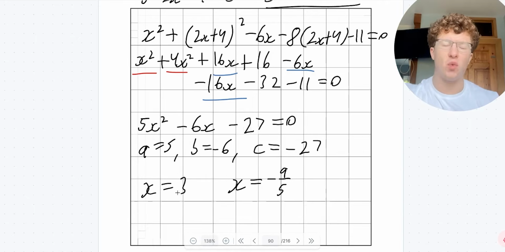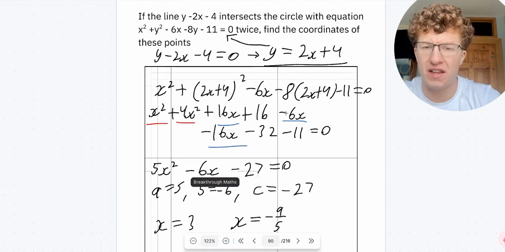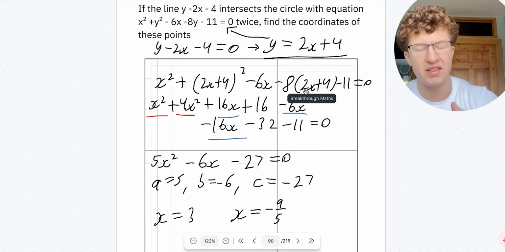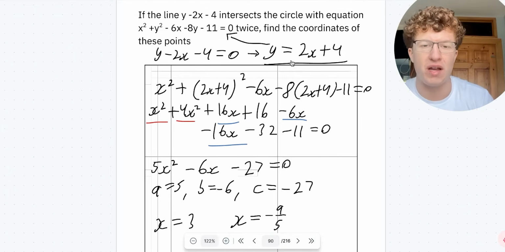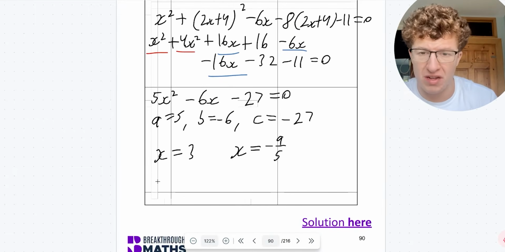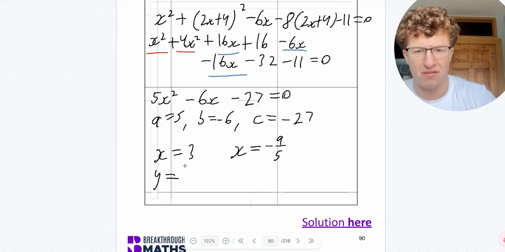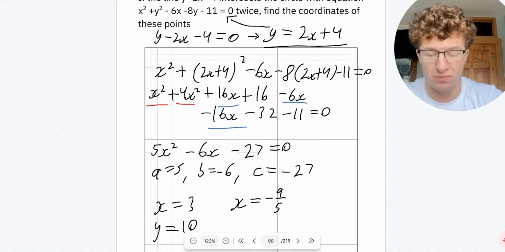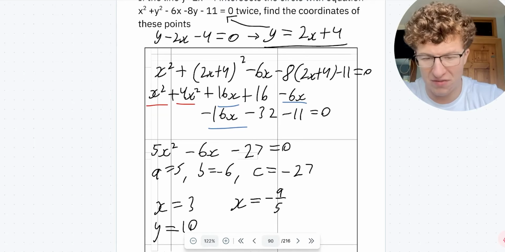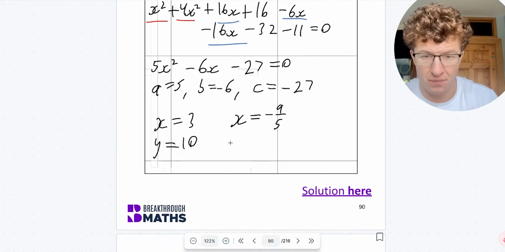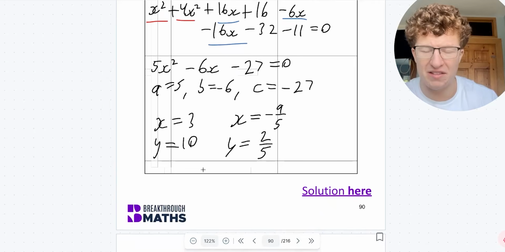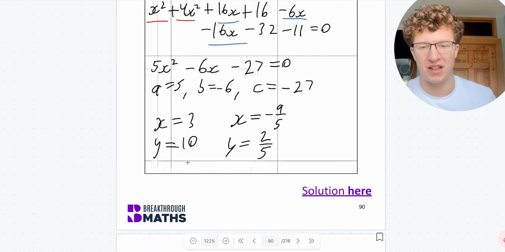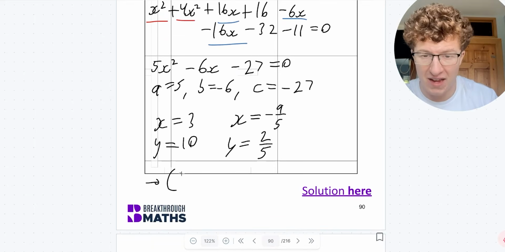And now, to get the y value, we can just fill into either the circle equation or the line equation. The line equation is going to be way easier. We already have y is 2x plus 4. X is 3. That means y is equal to 2x is 6 plus 4 is going to give us 10. And then we have x is minus 9 over 5, so multiply that by 2 and then plus 4. That's going to give us 2 over 5. So that is the point of intersection of the line and the circle. It's going to intersect at 3, 10, and minus 9 over 5, 2 over 5.